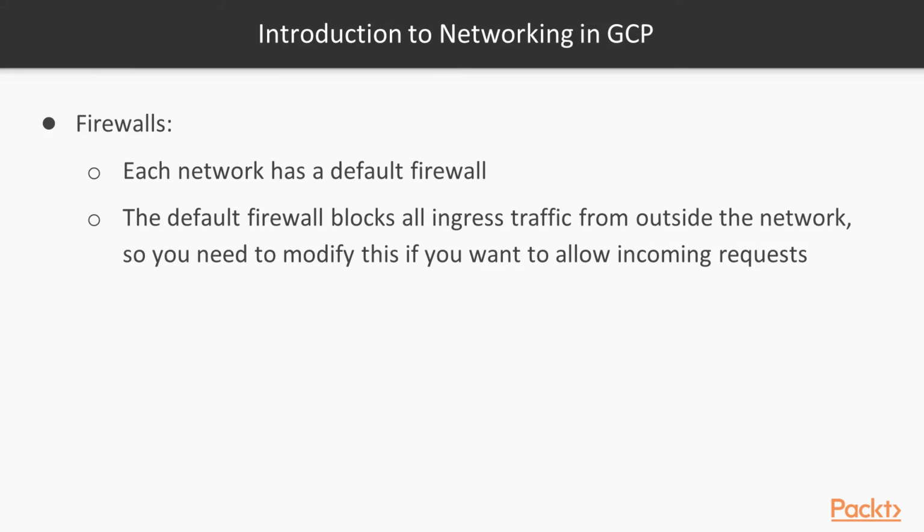Next, let's talk about firewalls. Each network has a default firewall. This firewall blocks all ingress traffic from outside of the network. So if you want your machine to be accessible from outside of the Google Cloud Platform network, you need to modify the firewall rules.